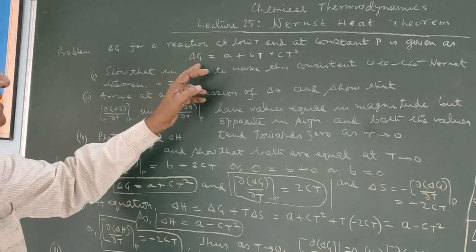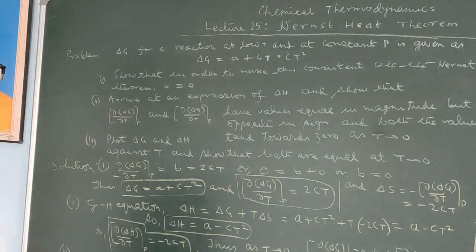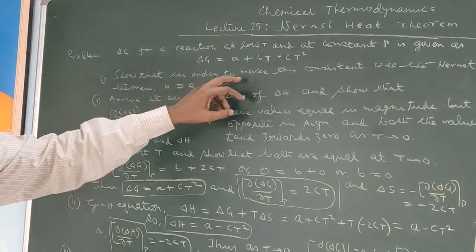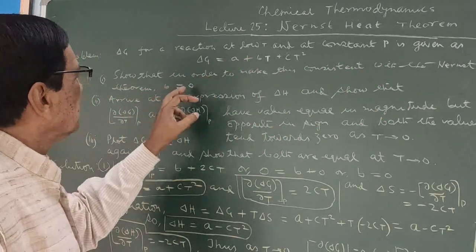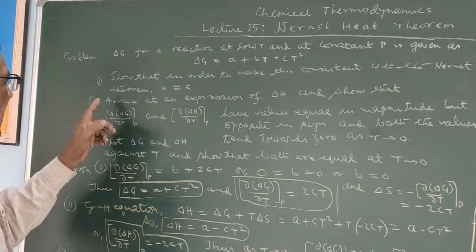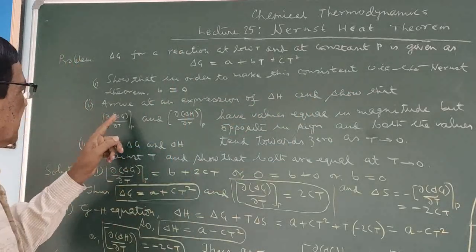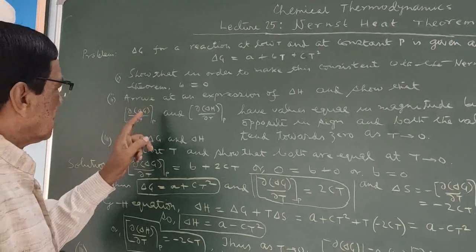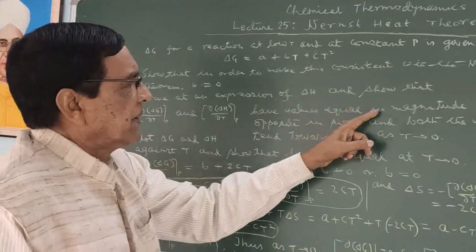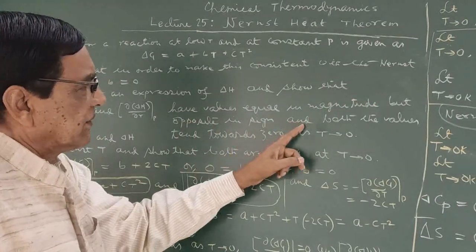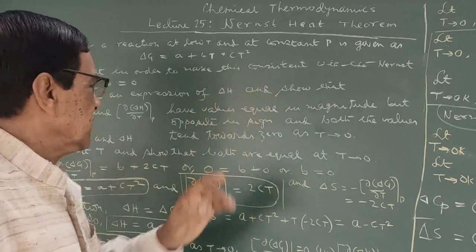given as delta G equal to A plus BT plus CT square. A, B, C are the constants, so that in order to make this consistent with this Nernst theorem, B equal to 0. And the second question: arrive at an expression for delta H and show that del delta G by del T at constant pressure and del delta H by del T at constant pressure have values equal in magnitude but opposite in sign, and both the values tend towards 0 as T tends to 0.